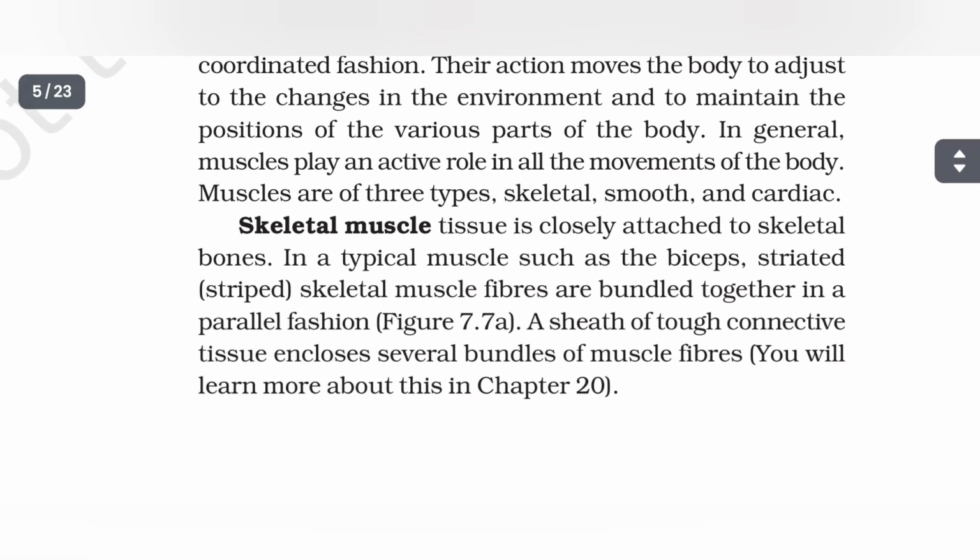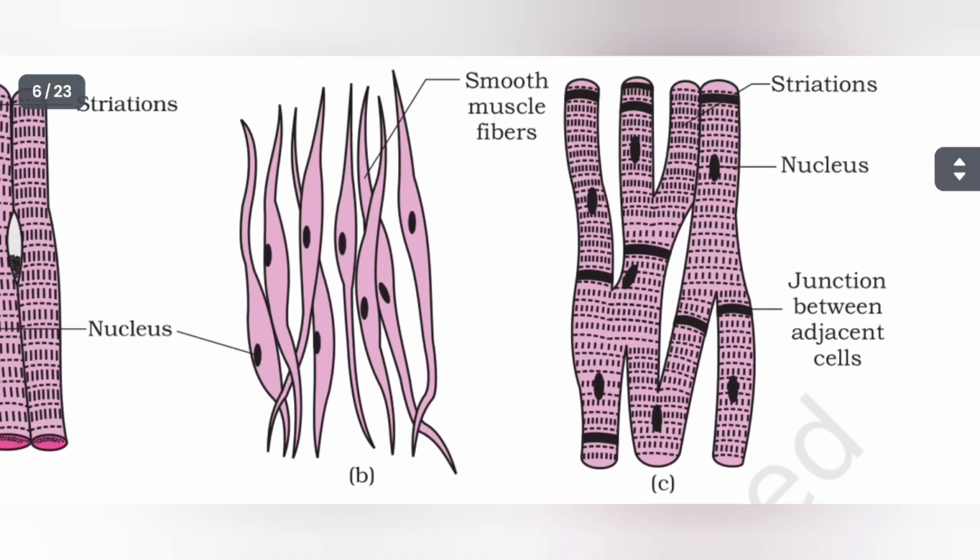Muscles are of three types: skeletal, smooth, cardiac. Skeletal muscle tissue is closely attached to skeletal bones. In a typical muscle such as the biceps, striated skeletal muscle fibers are bundled together in a parallel fashion. A sheath of tough connective tissue encloses several bundles of muscle fibers. You will learn more about this in chapter 20.